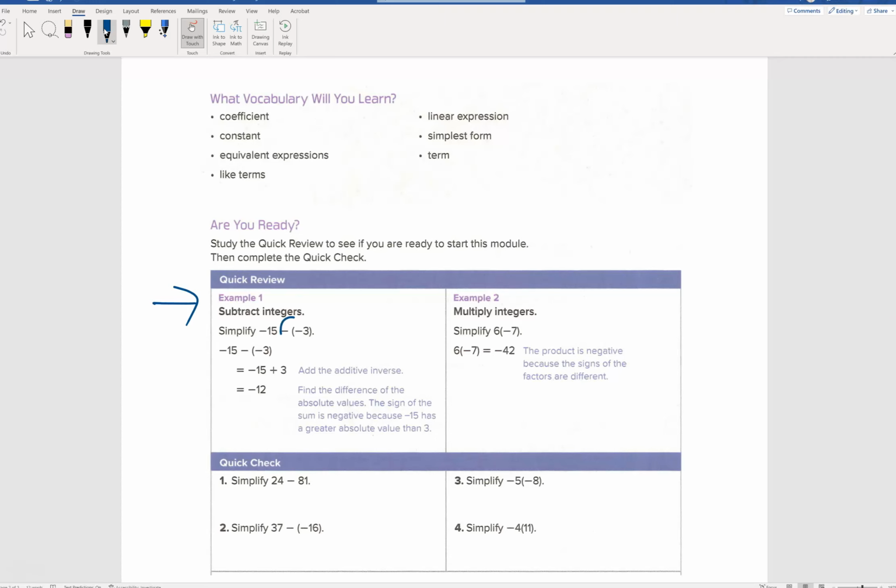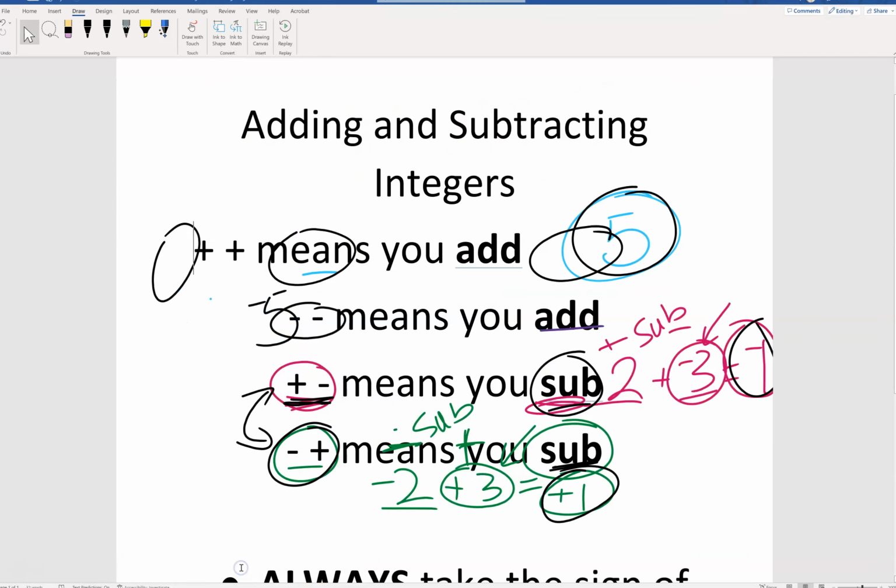Whenever you have a negative and a negative next to each other, it always equals a positive. But notice that the 15 in the beginning has a negative. We do not change that. That stays negative. So our new problem became negative 15 plus 3. The 15 is negative and the 3 is positive, so according to my rules, it's a negative and a positive. Let's go back to our little cheat sheet to see if we can remember what the rules were.